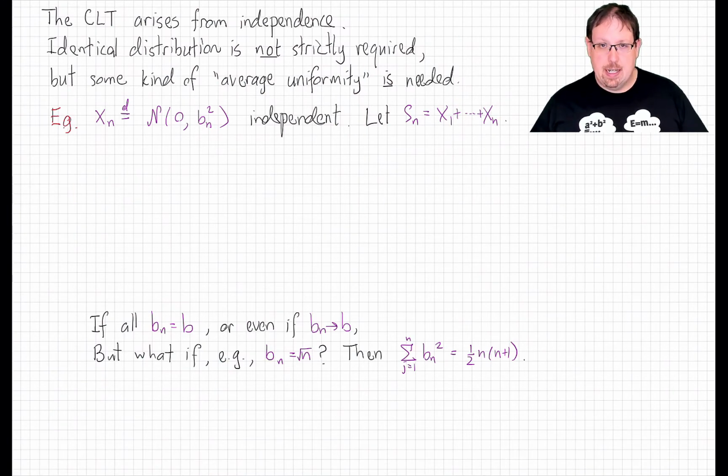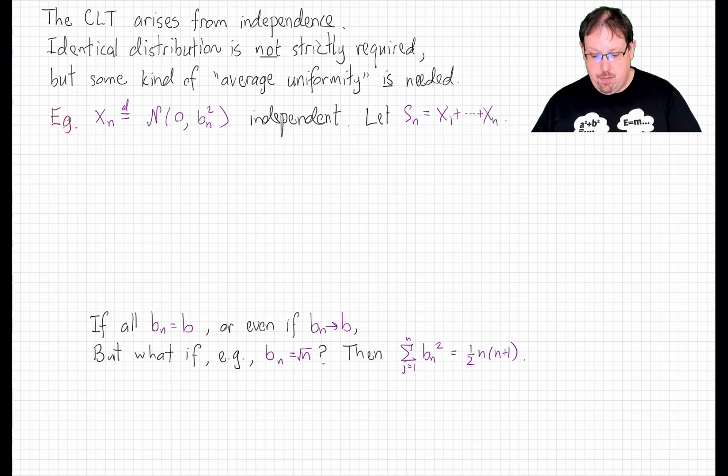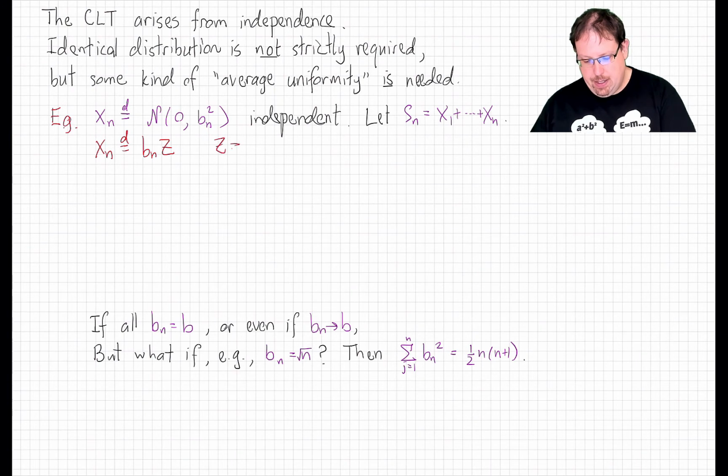Suppose that xn is a sequence of centered normal random variables with some variances bn squared. As usual, let Sn be the sum of the first n of these random variables. Now we know that we can construct the distribution of such an xn in the form bn times z, where z is a standard normal random variable. And that means that we can quickly calculate the characteristic function of xn. It's the same as the characteristic function of bnz, which is the same as the characteristic function of z with the variable xi scaled by bn.